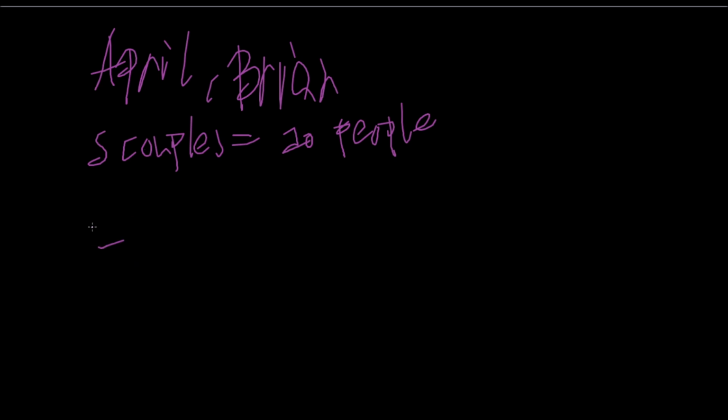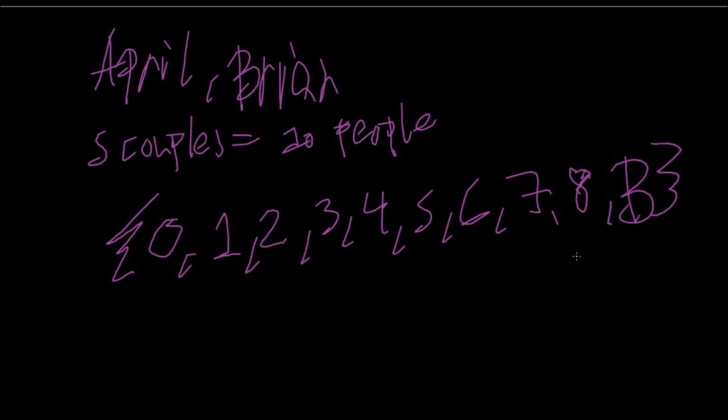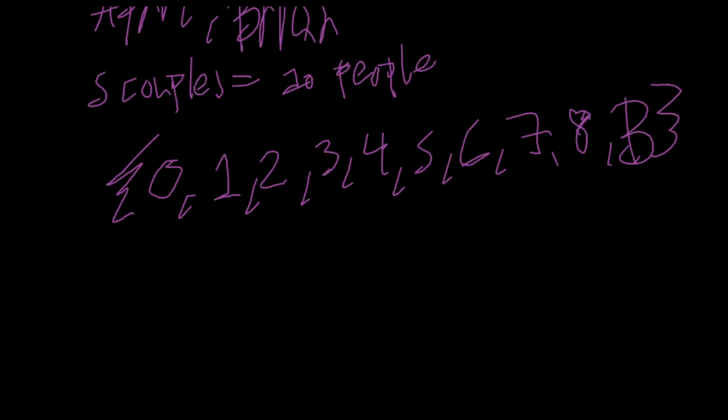However, since Brian receives 9 different answers, we could view this as someone shaking hands with 0 people, someone shaking hands with 1 person, someone shaking hands with 2 people, someone shaking hands with 3 people, and so on up to 8. Since it's Brian that's asking, we don't know how many people Brian has shaken hands with, but we'll just label him as B. Now, with this given information, we can actually figure out who is married to who.